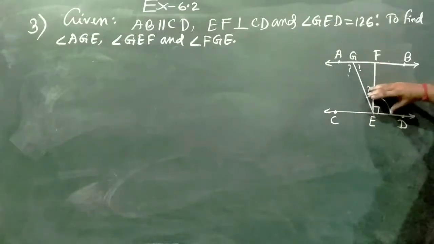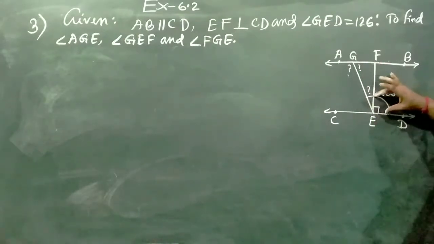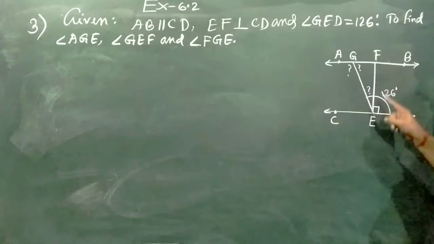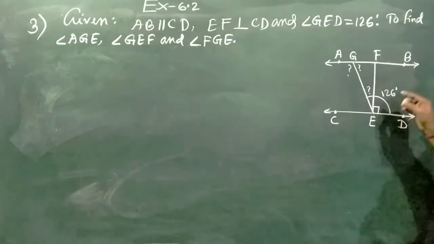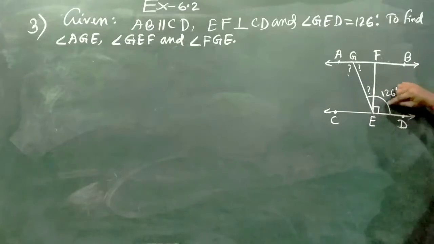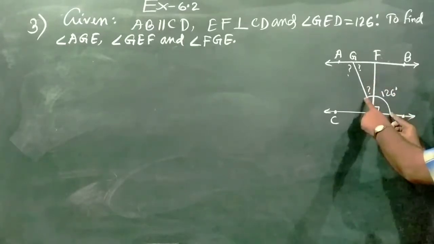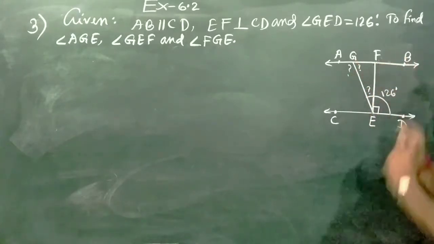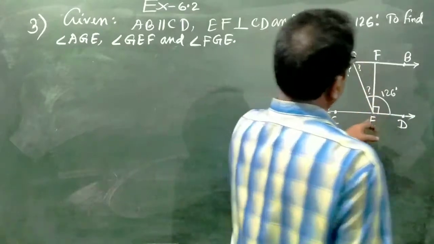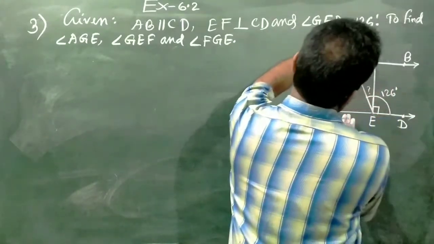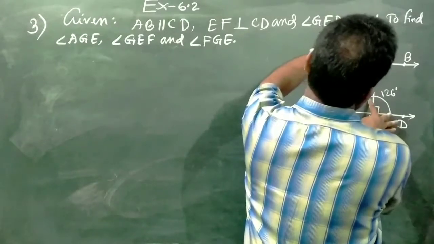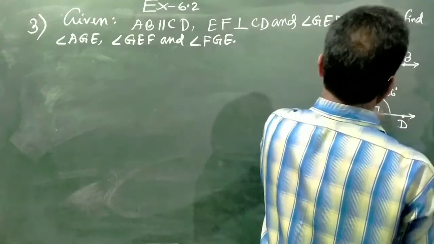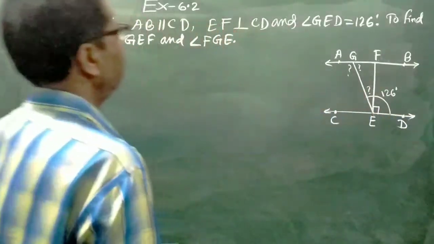GED is given 126. From there, if we cut off 90 degrees, we will get GEF, because this is perpendicular. EF perpendicular means this is 90 degrees. Then GED total from here till this much is 126. Then from 126, cutting off 90 degrees, we will get the measure of angle GEF. And for AGE, these two lines are parallel, cut by this transversal, so these two angles are equal because these two angles are called alternate angles. Then AGE will be equal to GED, which is 126.